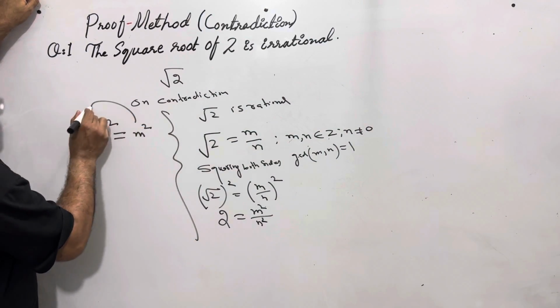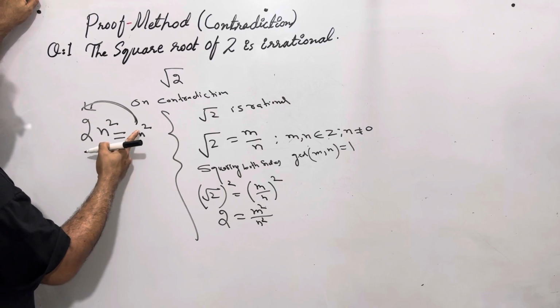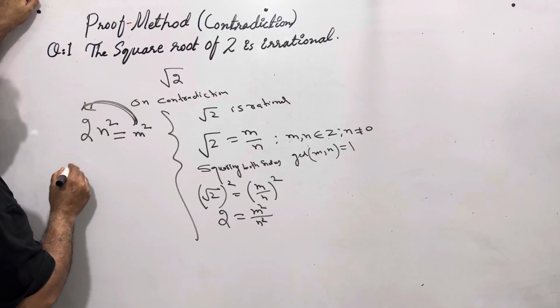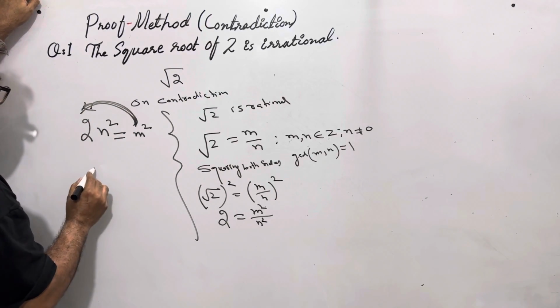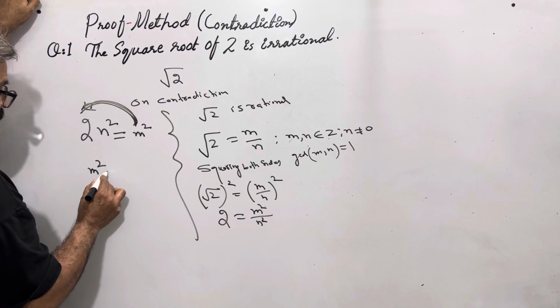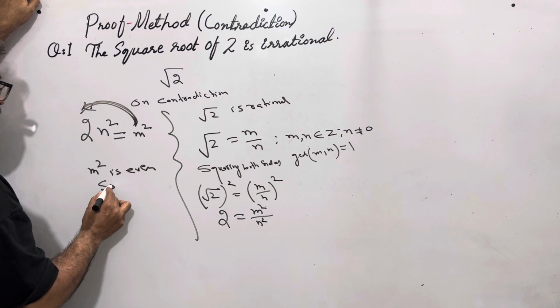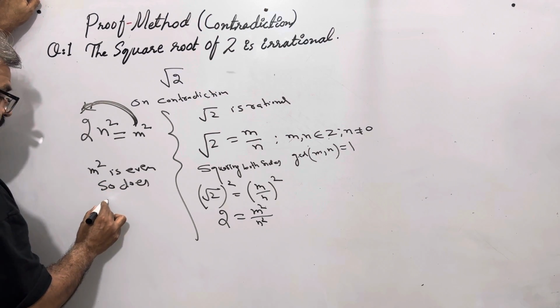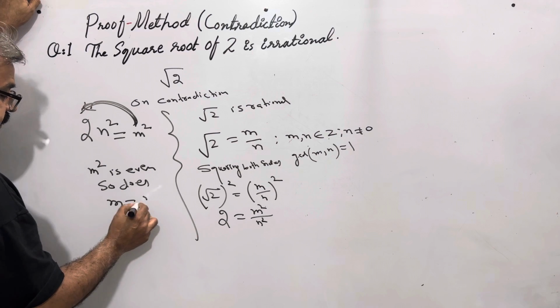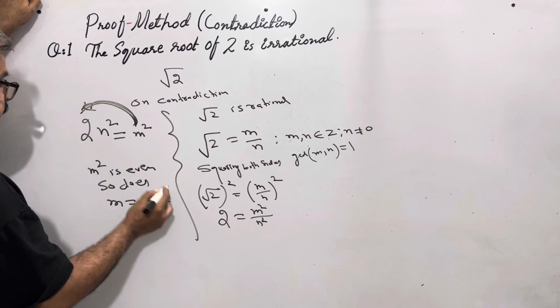Now m square is a multiple of 2, so m square is even, so m is also even.